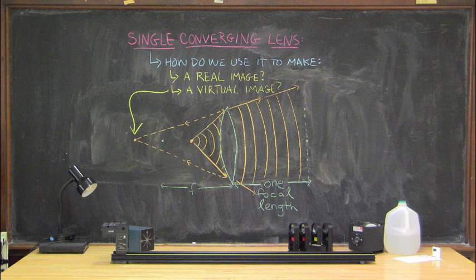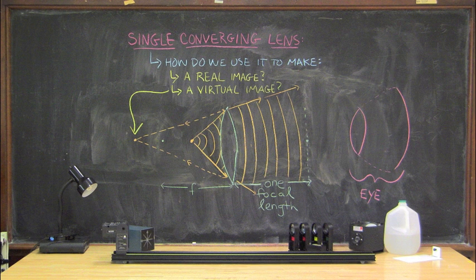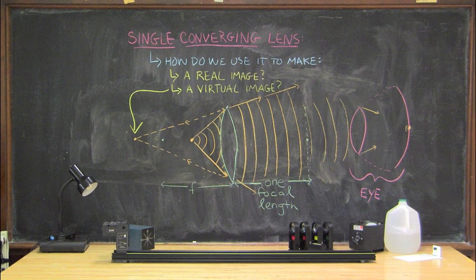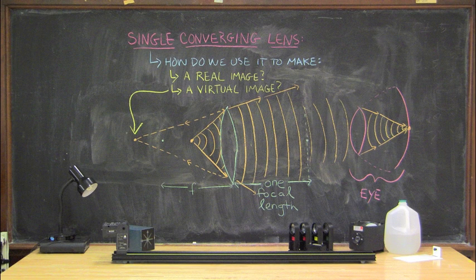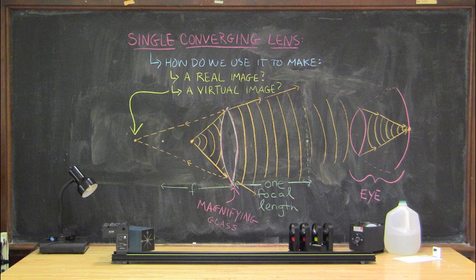It's virtual in this case because the light never really came through that point, so we couldn't put a screen or some camera film anywhere to see the object. We can see it with our eye though, since our eye can collect diverging rays of light and focus them onto our retina. And this is exactly what we're doing when we use a magnifying glass. We're putting an object near the focal point of a lens, and our eye is looking at the magnified, virtual image out in the distance.